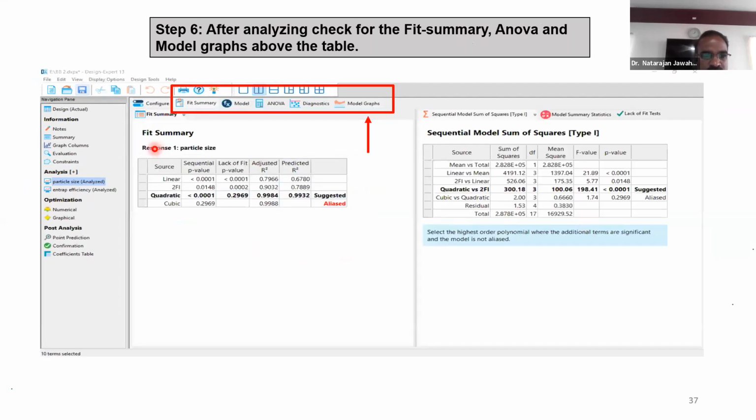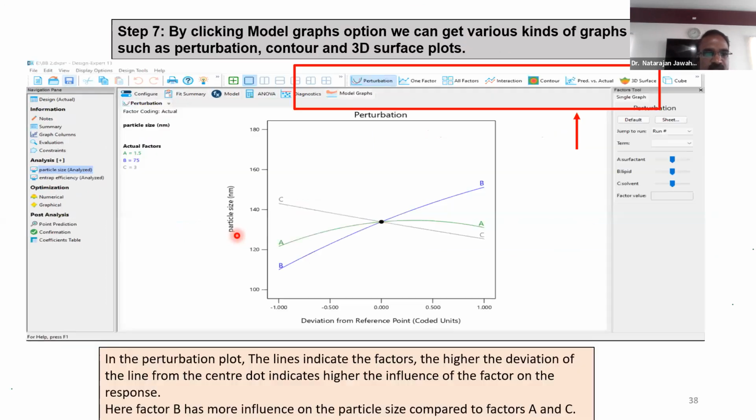Then it will show the fit summary, ANOVA and model graphs. So here also it is suggested, that means our factors are influencing the response, so we can go ahead. Then in the particle size analysis, I will click model graphs, then perturbation, and I will get it.